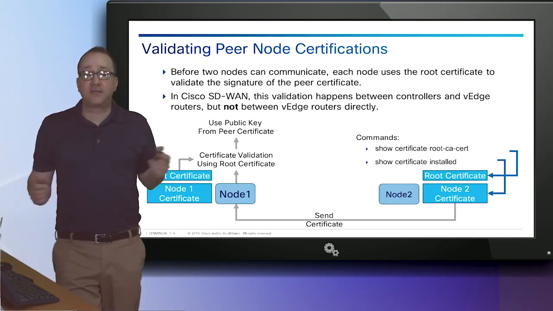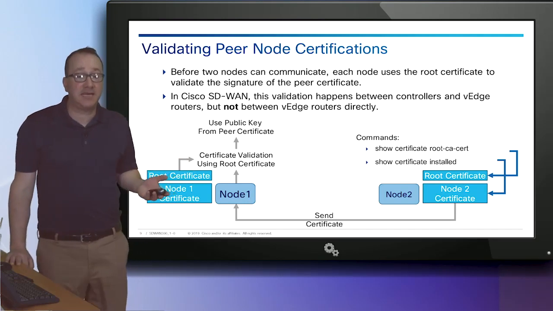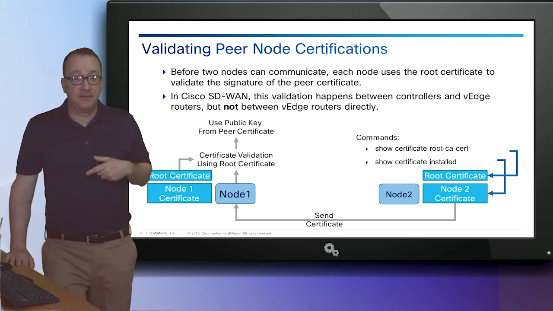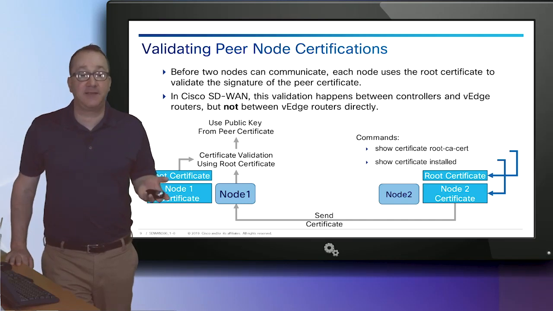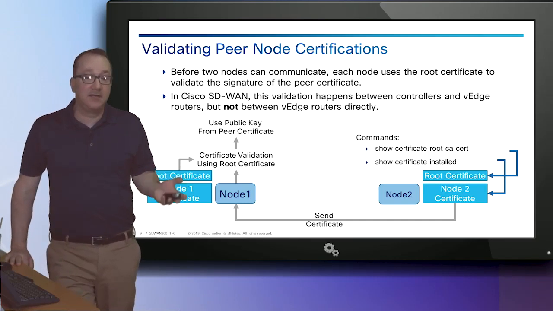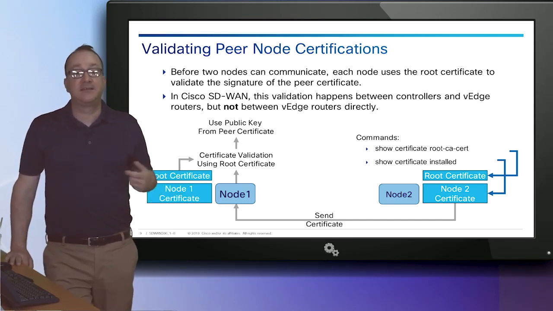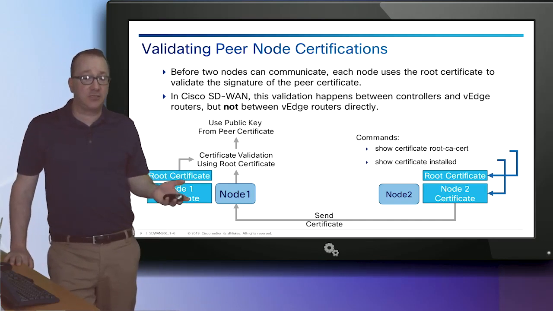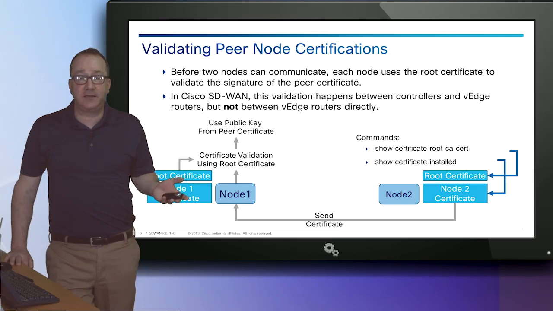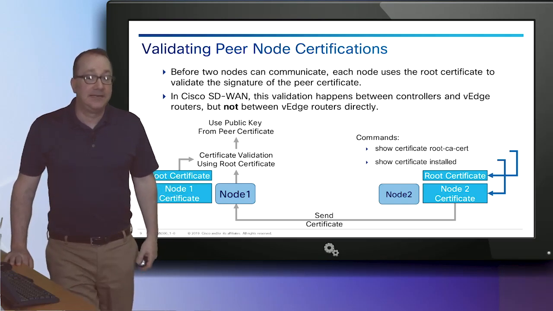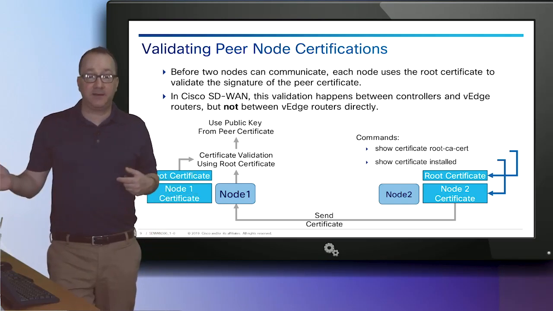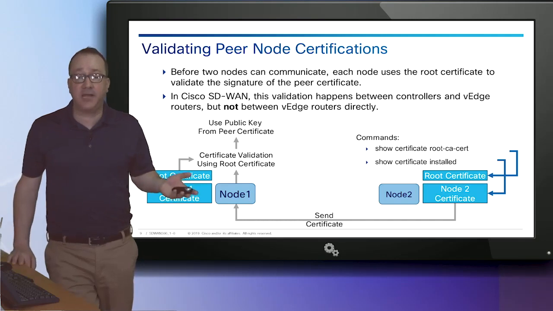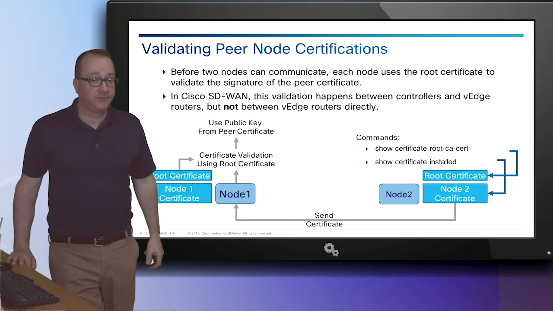Now, before the two nodes can communicate, each node must possess the certificate of the peer node. The peer certificate was signed by the same root CA that the node has locally. Therefore, the node uses the root certificate to validate the signature of the peer certificate. If that signature is correct, the node uses the public key included in the peer certificate. Now both sides have a public key of their peer and can start a secure communication using this key material.